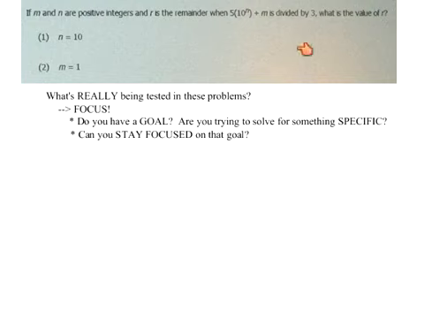So, in this case, what do we want? We want the remainder of this division. What do we not want? Let me know where I'm going with that. What things in this problem do we not really care about?